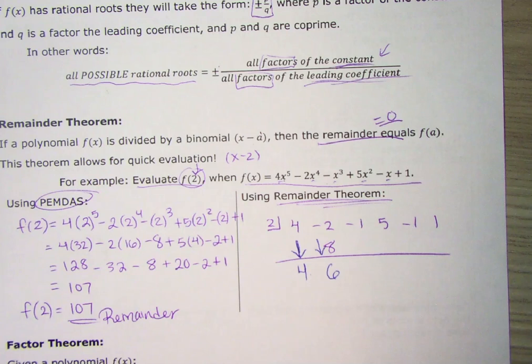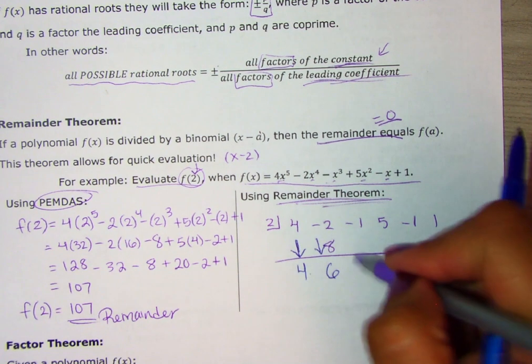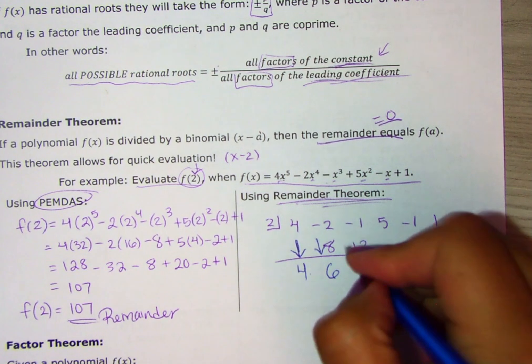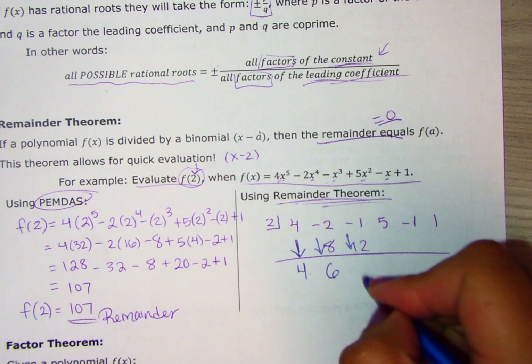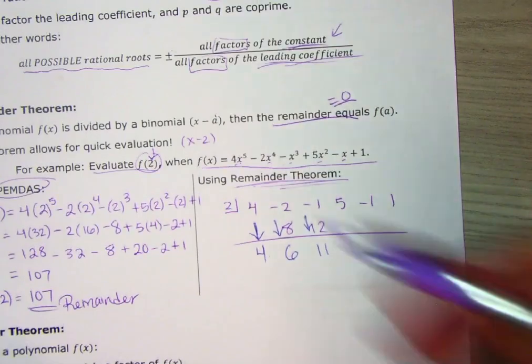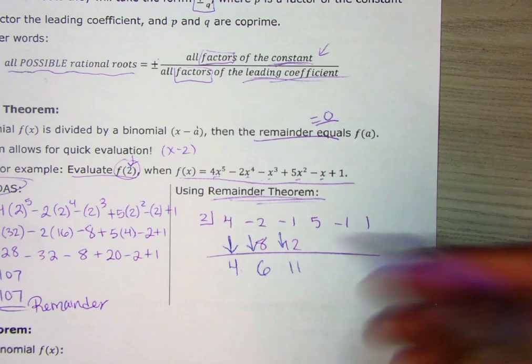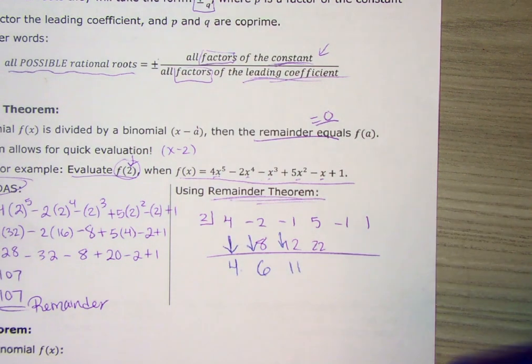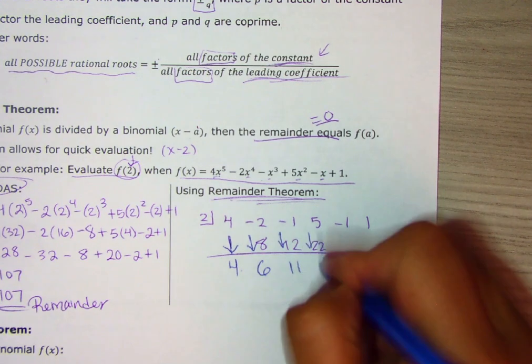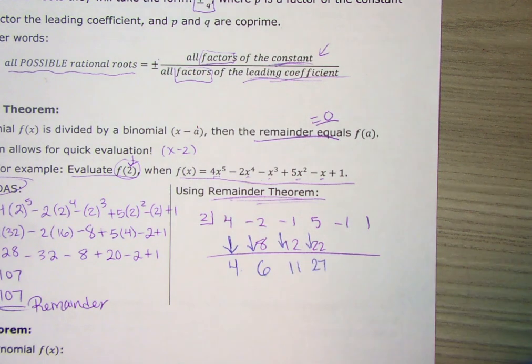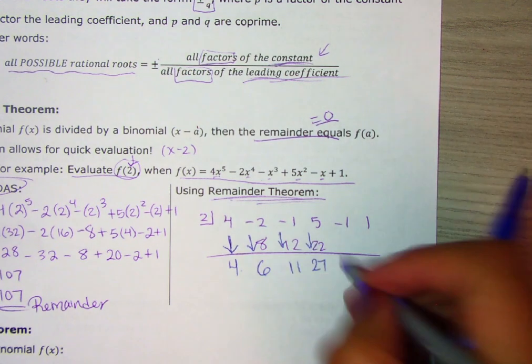And then you multiply across. 6 times 2 is 12. And then you combine these two and you get 11. And then you multiply these two, you get 22. Then you add, you get 27. And then you multiply and you get 54.